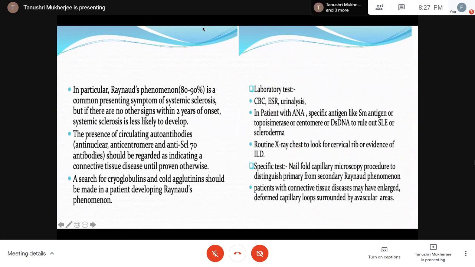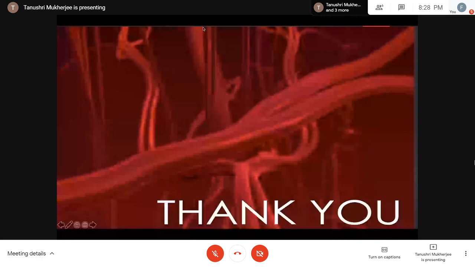And search for cryoglobulins and cold agglutinin should be made in a patient. And then ANA, anti-centromere and anti-SCL70 antibodies should be done. Lab tests include the CBC, ESR, urine analysis and ANAs, X-ray checks, and again, as I've said, complete evaluation to rule out any vasculitis. Then a nail fold capillary microscopy procedure to distinguish primary from secondary Raynaud phenomena. So this is basically vascular reactivity, and this finishes off with the vasculitis and the vascular hyperreactivity.